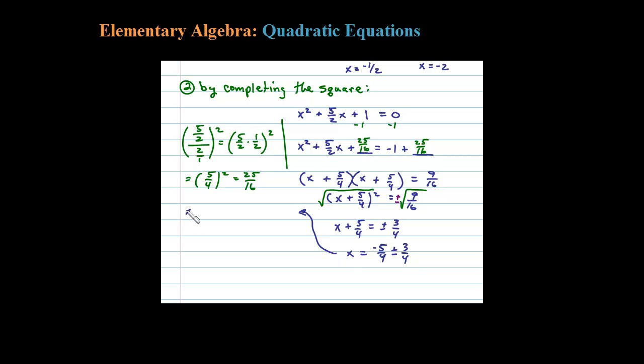So either x equals negative 5/4 minus 3/4, or x equals negative 5/4 plus 3/4. Either one will be a solution. So let's solve each one here. We have negative 8/4, which is negative 2. And for the bottom one here, we have negative 5 plus 3 is negative 2. So negative 2/4 is negative 1/2.